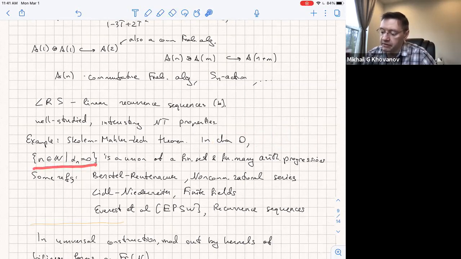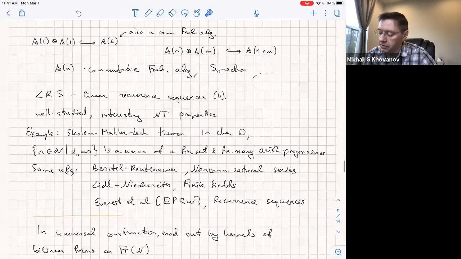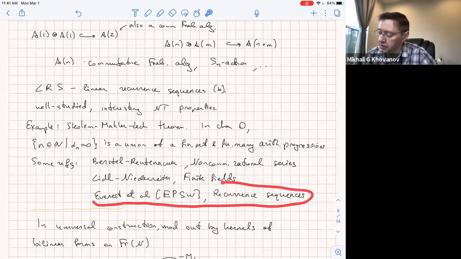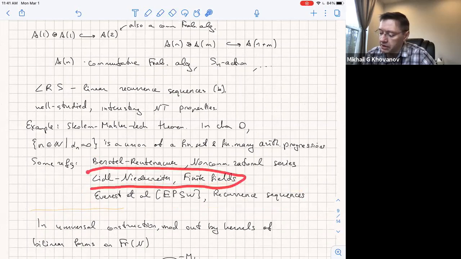But there are various properties of these linear recurrent sequences, and it would be interesting to see if there is some interpretation of those on the level of topological theories. These are just some references for linear recurrent sequences and generalizations. There's a book by Everest et al., Recurrence Sequences. If you look at various books on finite fields, they discuss linear recurrent sequences a lot.